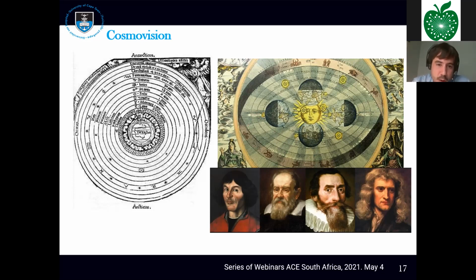This idea was discarded in the 15th, 16th, and 17th centuries by many scientists. Okay, we have Copernicus, Galileo, Kepler, and Newton. And what they did basically, in general words, is instead of just saying, okay, this is the cosmovision, they started to collect some data, and they made some predictions with this data, okay? So during these centuries, the cosmovision changed.